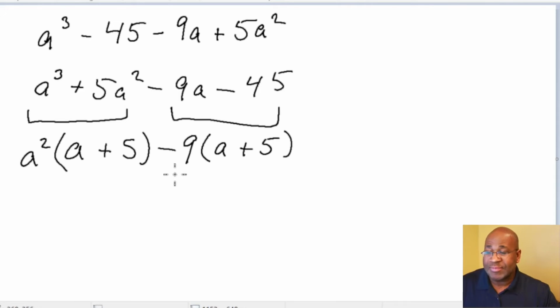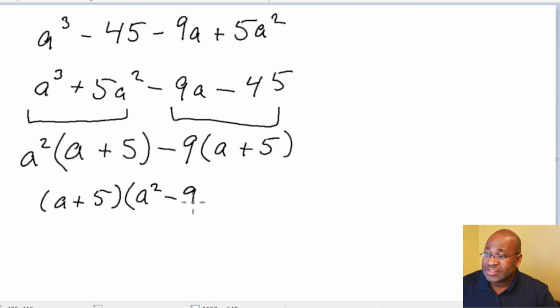So now we see that in both of these groups, we have a common factor of a plus 5. A plus 5, what's going to be left over is a squared minus 9. So now we factor this correctly, but it's not factored completely, because notice that a squared minus 9, that's the difference of 2 squares. So we can apply the difference of 2 squares formula. a squared is going to be a squared, 9 is 3 squared.